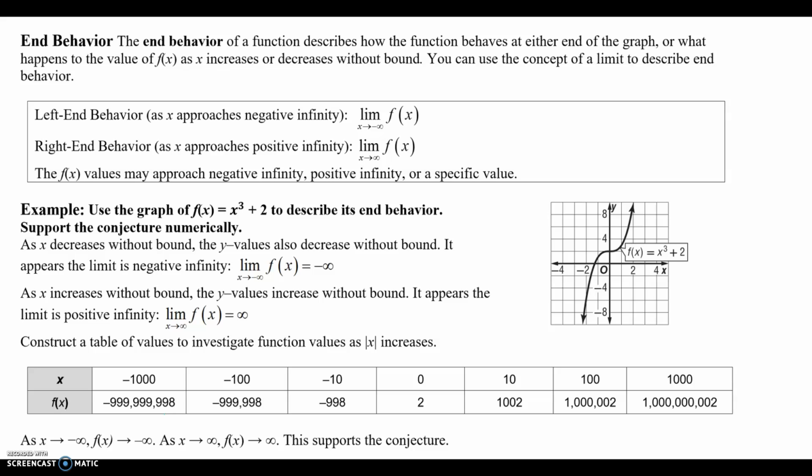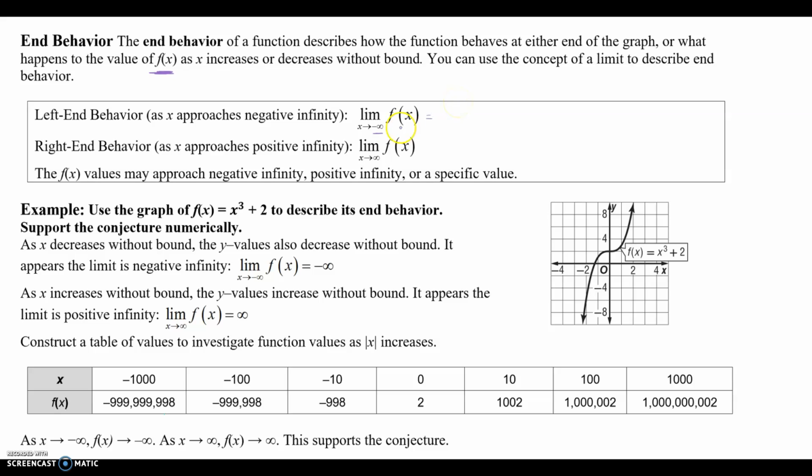The end behavior of a function describes how the function behaves at either end of the graph, or what happens to the value of f of x, or remember the y values, as x increases or decreases without bound. You can use this concept of a limit to describe the end behavior. So we've got left end behavior, which says as x approaches negative infinity, the limit as x approaches negative infinity of f of x equals what?